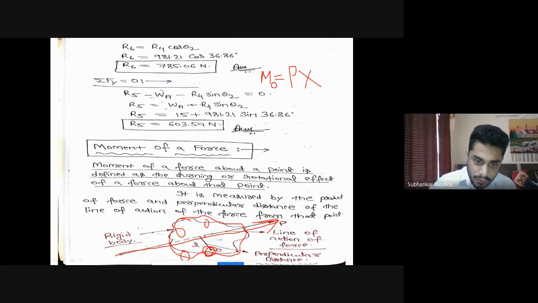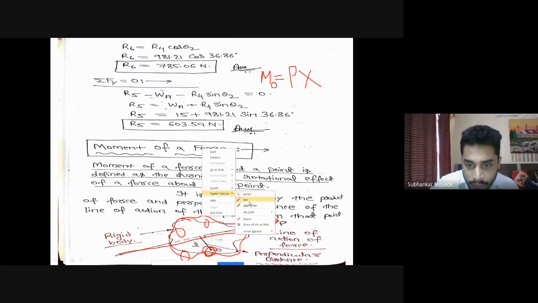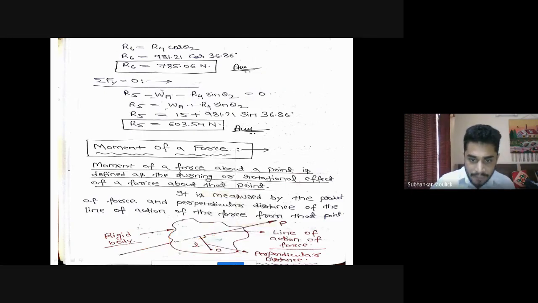If you see, the angle between this force and this distance L is how much? 90 degree. Angle between this force P and this distance L from point O is how much? 90 degree. So the moment will be P into this distance L. Is it clear? Any doubt? Yes, sir. Okay.